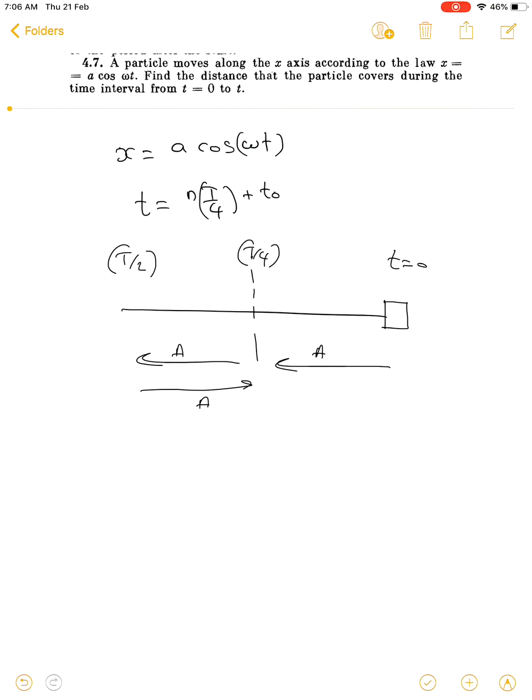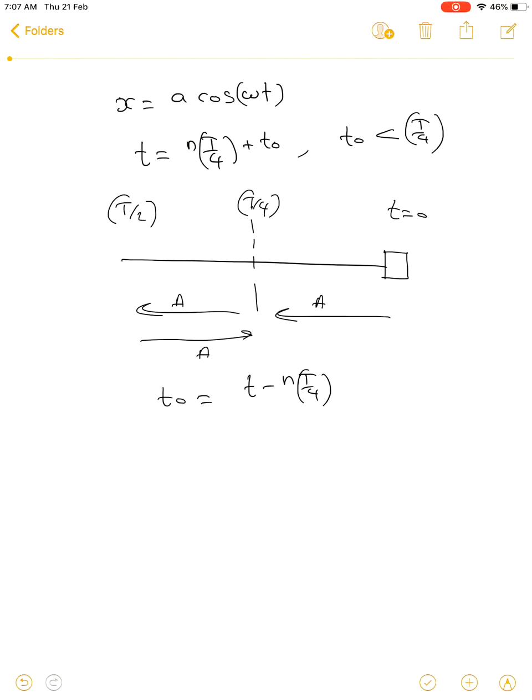Plus, if it has some additional time t naught which is less than T/4, then n T/4 plus t naught is the value of time. Now we can consider that the value of t naught, according to this equation, will be equal to t minus nT/4.